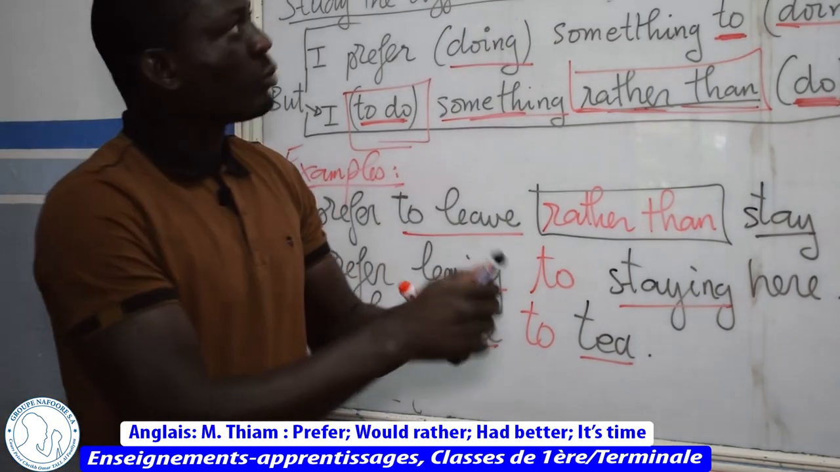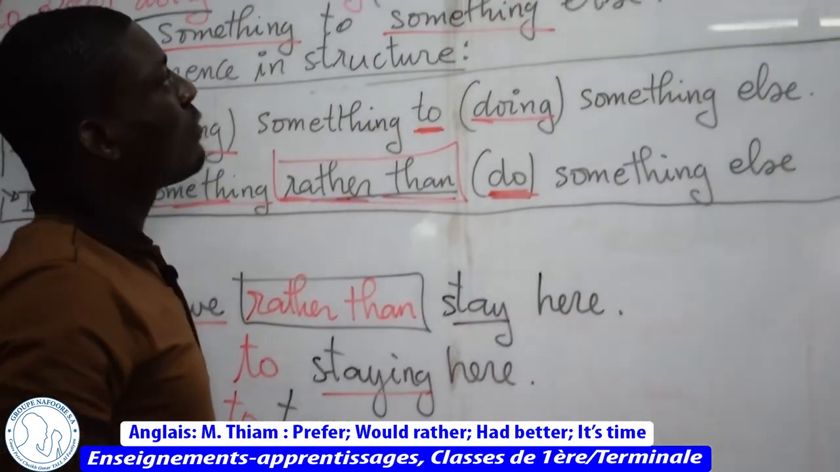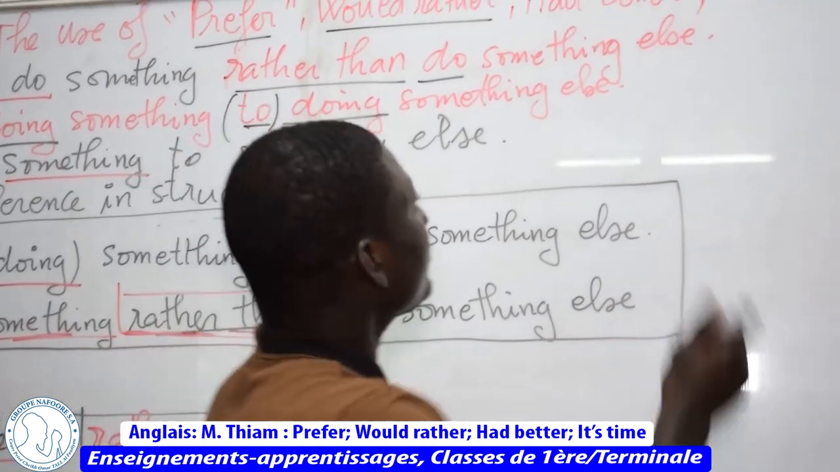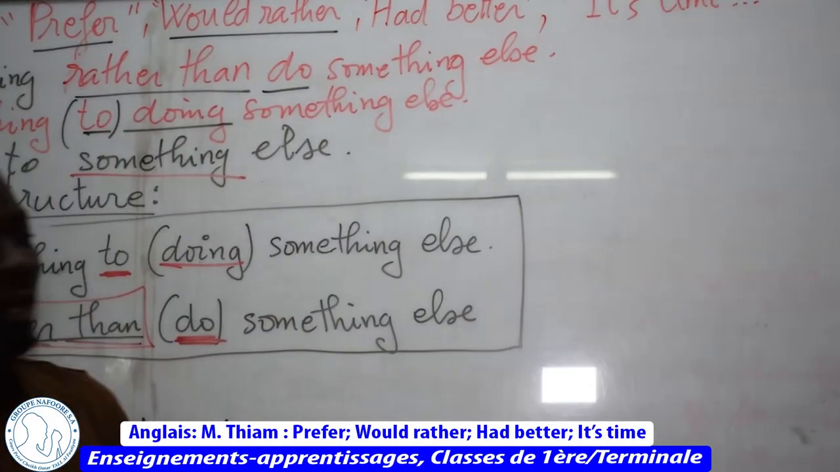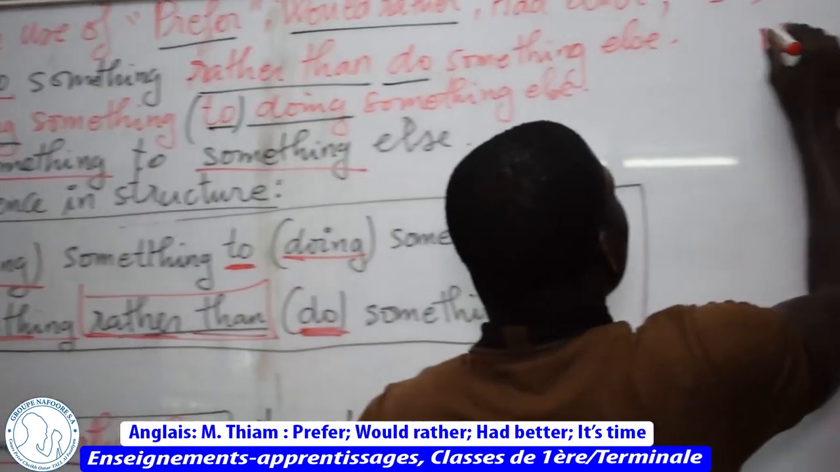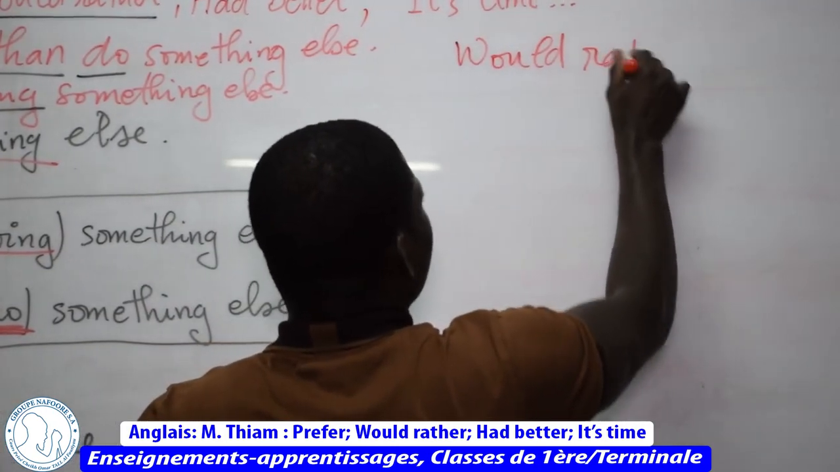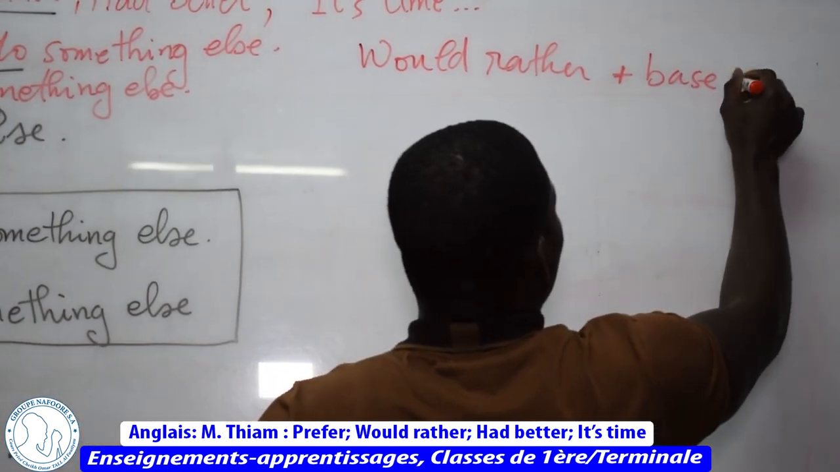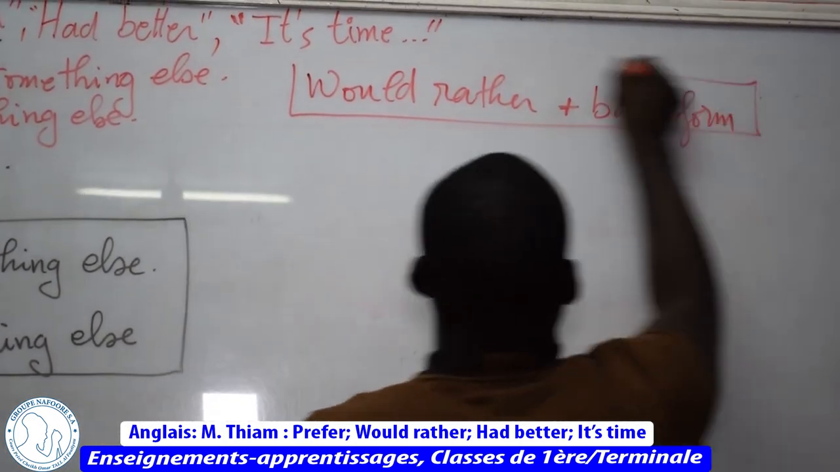Now, next. What do we have next? Would rather. Now, after dealing with prefer, so we will have would rather. The use of would rather. Now, look. We're going to try to explain the structure of would rather. Would rather is always followed, for this use, by base form. Would rather plus base form.